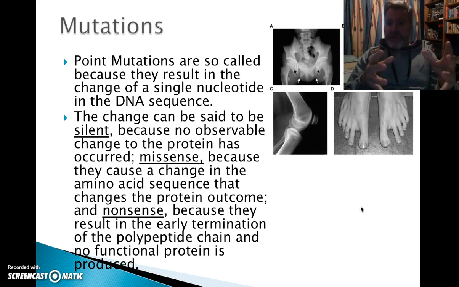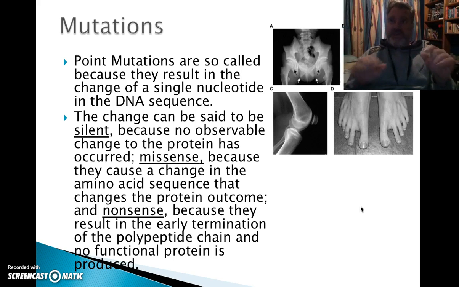We talk about point mutations. This occurs at a single point on a chromosome in the gene sequence. And they can be one of three things. They can be silent, so the mutation's there, we've changed the actual nucleotide sequence, but it codes the same protein. It codes the same amino acid. Can't see it.